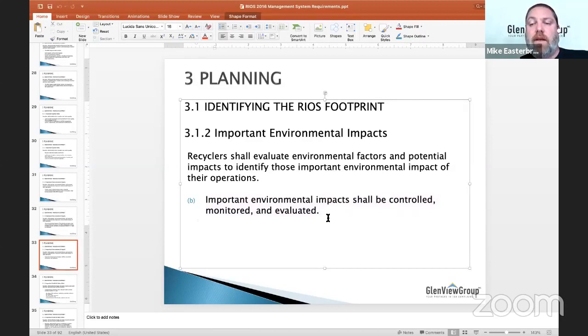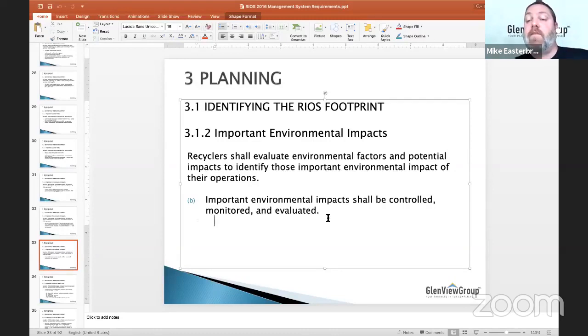Meaning that you need to have some method in place to ensure that those environmental controls are monitored and evaluated periodically. So for instance, you might have a monthly walkthrough where you're looking at some of the aspects or the environmental impacts in your yard and evaluating whether or not the controls in place are appropriate.